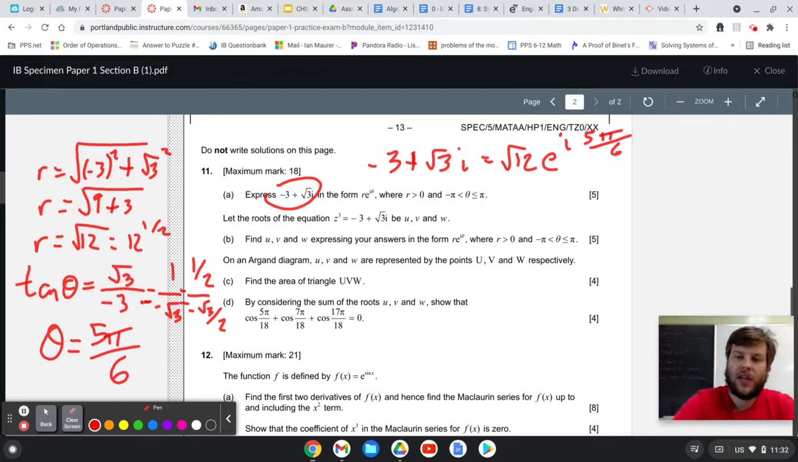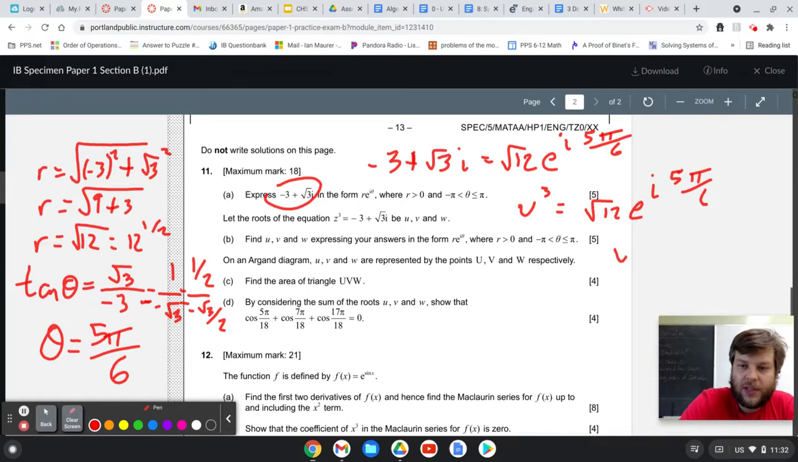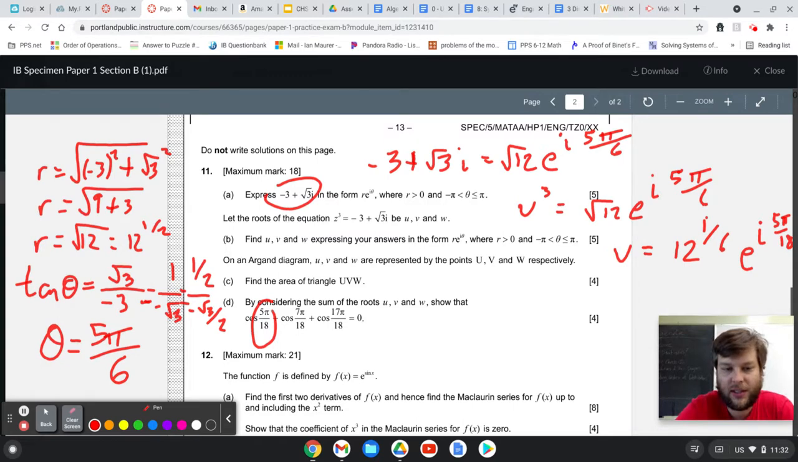And so what I'm going to set is that u to the third power is equal to square root of 12 e to the i 5 pi over 6. And if I take the third root, then I get, instead of the square root of 12, the sixth root of 12. And instead of 5 pi over 6, I get 5 pi over 18. You had a little clue, by the way. A lot of times these problems have clues. You see how there's a 5 pi over 18 in that part D. So that's my u value.